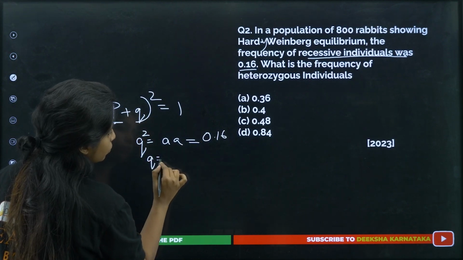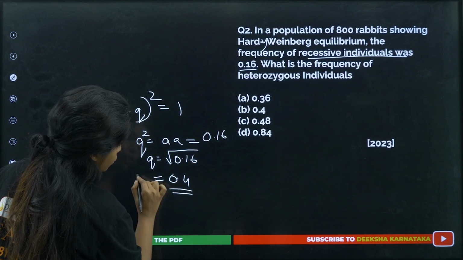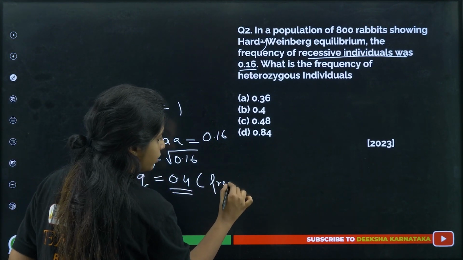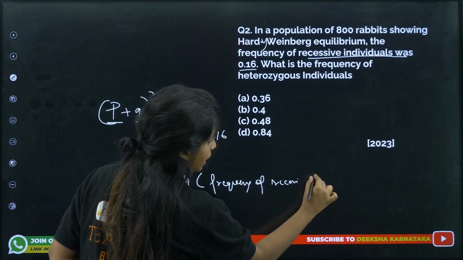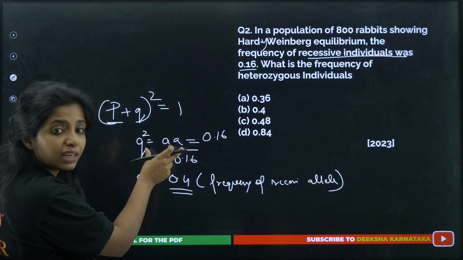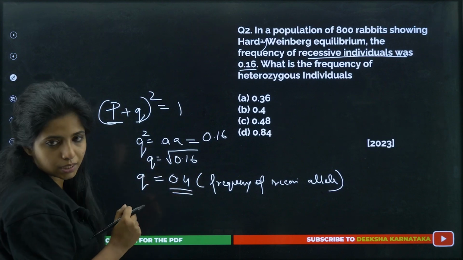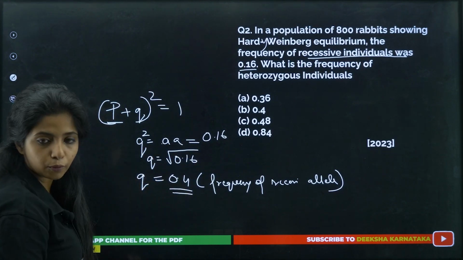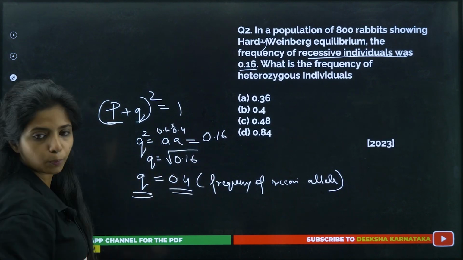So what will be q? q will be 0.4. This is the frequency of the recessive allele, my dear children. This was the frequency of recessive individuals, and for an individual to be recessive, both alleles have to be the same. So it is 0.16, and if we take the root of it, it is 0.4. So this is the frequency of one recessive allele. 0.4 into 0.4 gives you 0.16.